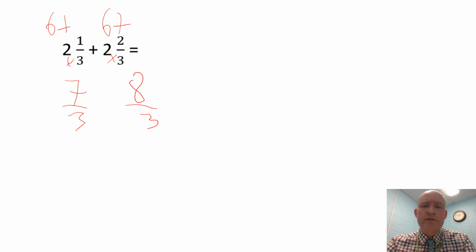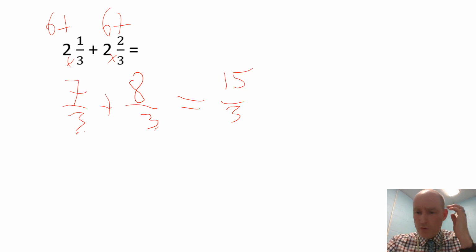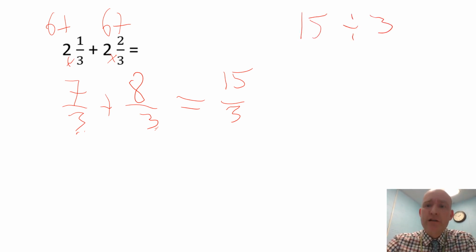Before we go ahead and try all this factoring, we don't really need to because we have common denominators of 3. So all we really need to do is add across. Again, we keep the denominator, and then we have 15/3. Well, I can factor, but I don't really need to because I know that 15 divided by 3 is 5. So 5 is my answer. And this one was a little bit easier.